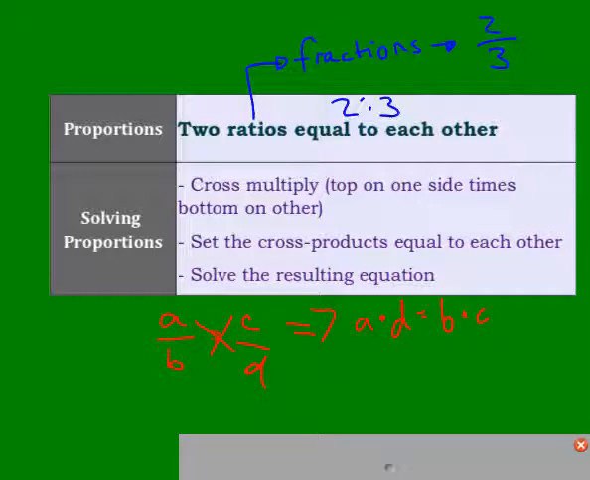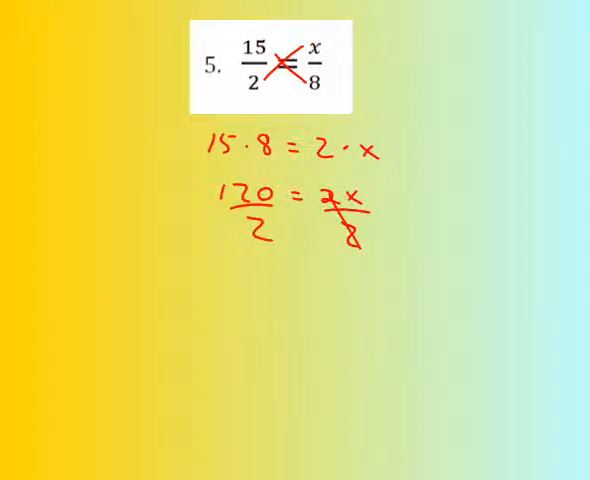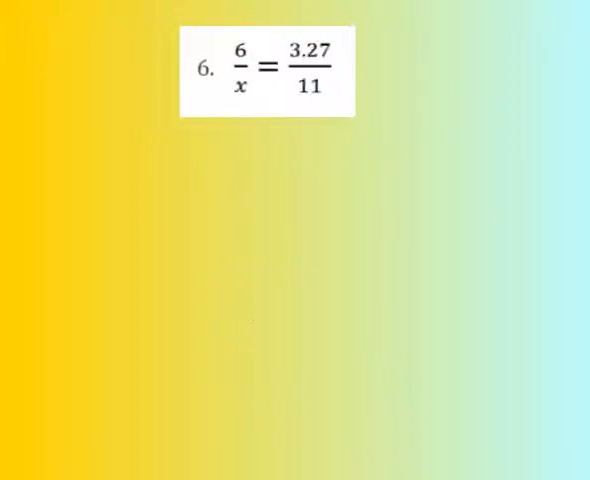So let's try some examples. What we're doing here is cross multiplying. I'm just going to do 15 times 8 equals 2 times x. 15 times 8 is 120 equals 2x. Divide by 2, divide by 2. So I'm going to have 60 equals x. So remember, you're always multiplying and dividing these when you solve them.